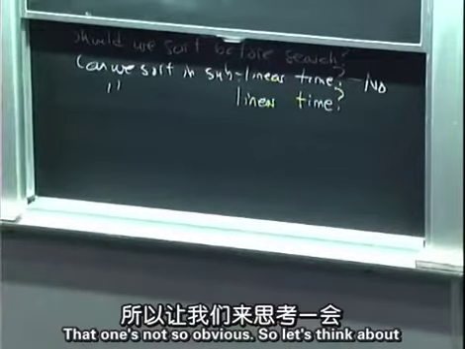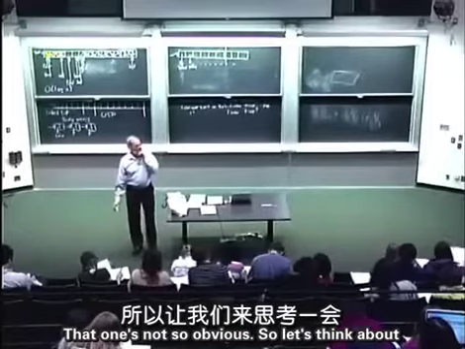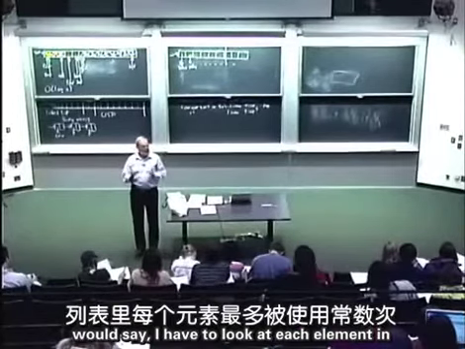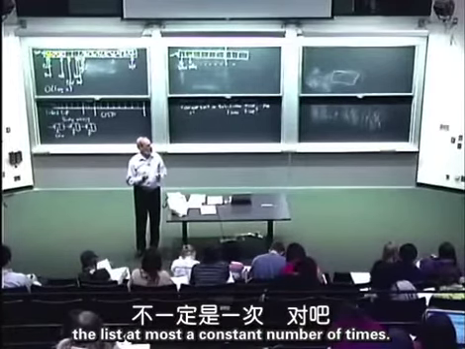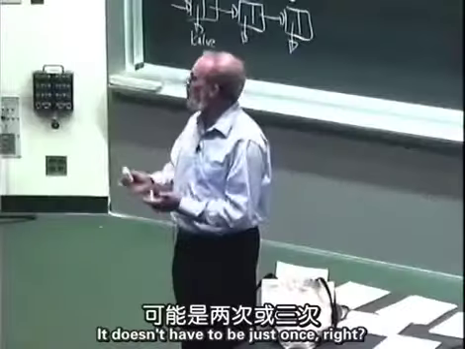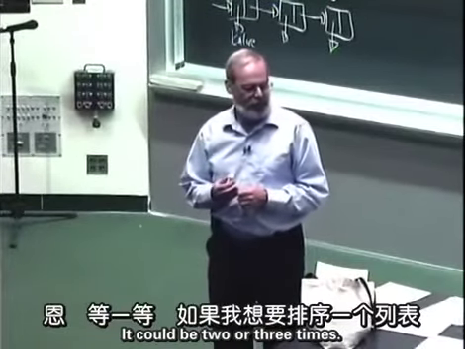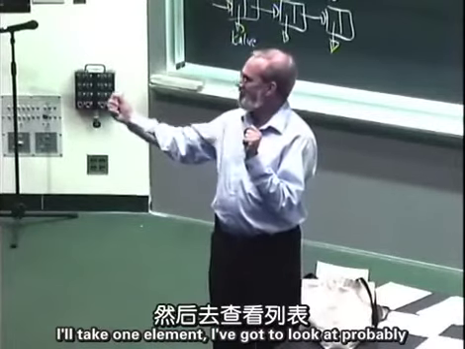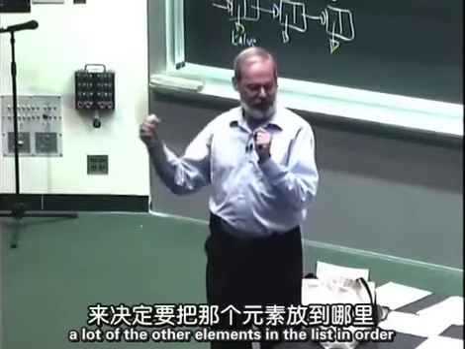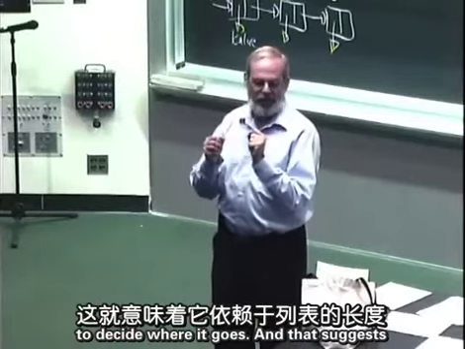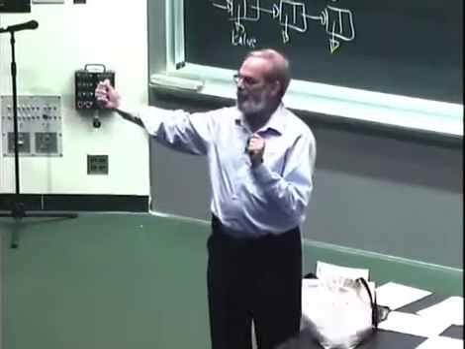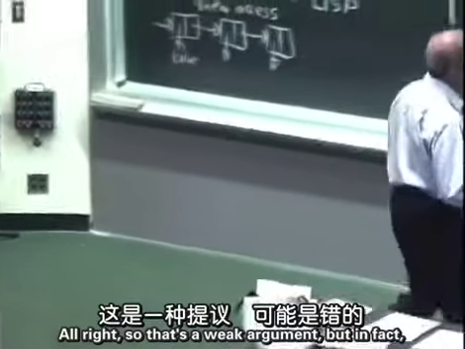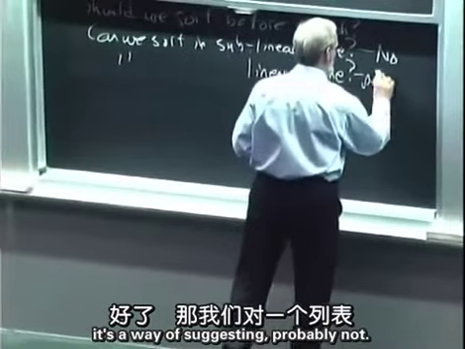That one's not so obvious. So let's think about this for a second. To sort a list in linear time would say I have to look at each element in the list at most a constant number of times. It doesn't have to be just once, right? It could be 2 or 3 times. Well, wait a minute. If I want to sort a list, I take one element, I've got to look at probably a lot of the other elements in the list in order to decide where it goes. And that suggests it's going to depend on how long the list is. Right, so that's a weak argument, but in fact, it's a way of suggesting probably not.